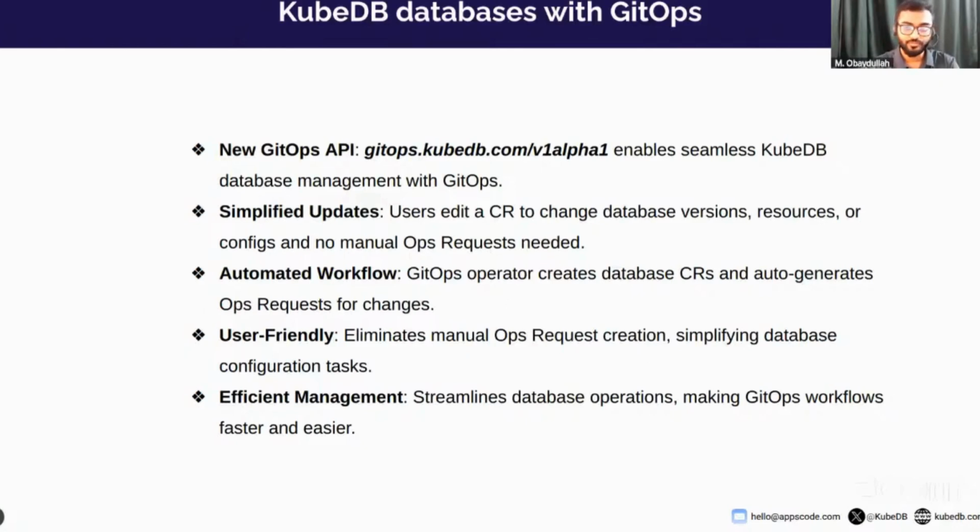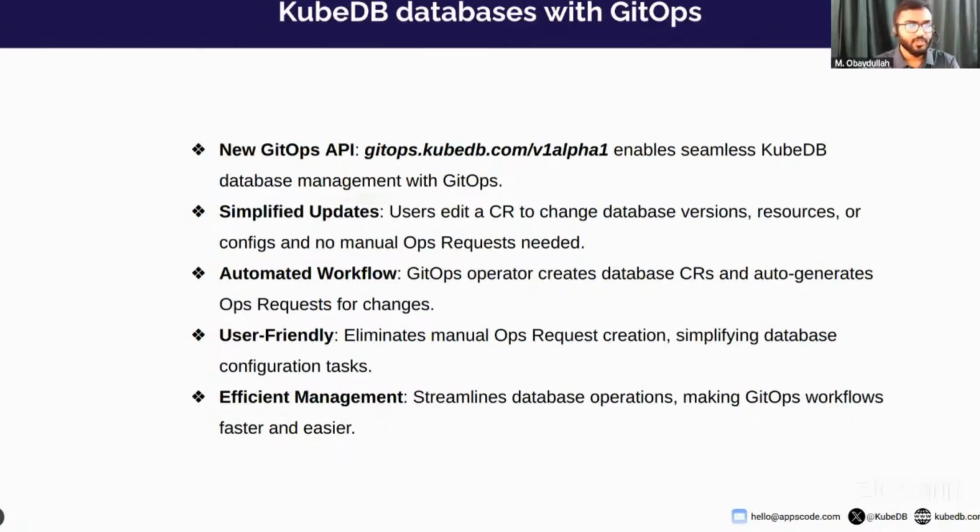Automated workflow. Our GitOps operator does the heavy lifting. When you push changes to the CR in Git, the operator automatically creates the actual database from the custom resource. I will show you in the demo. You can see that. If it detects any updates, it generates the necessary ops request. It can be TLS, authentication, a resource update, a version update, or any other ops request actually.